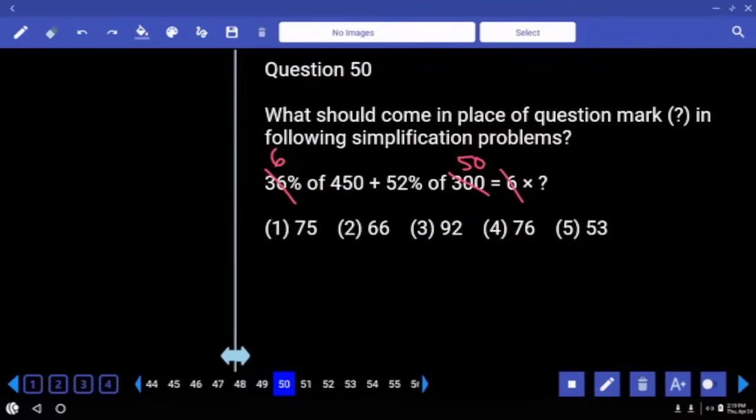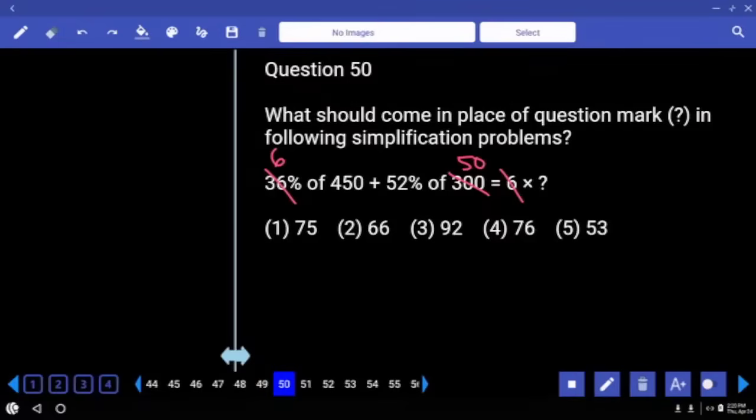6% of 450. How do you get 6%? There are a couple of ways. One is 1% into 6, takes time. The other, 5% plus 1%, takes time. Third, 1%, double, triple, easy. Look at that. What is 1%?